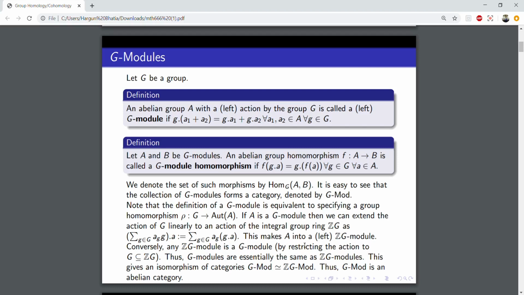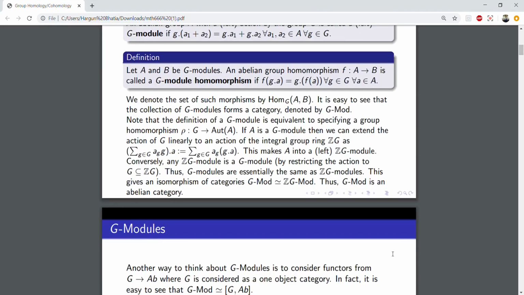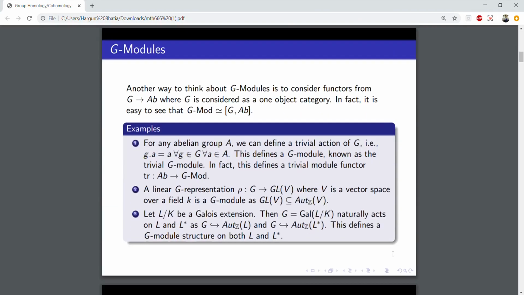Conversely, of course, if you have any ZG module, it's already a G module because G is contained in this group ring. So in this way, G modules are nothing but ZG modules, and in fact this gives an isomorphism of categories. The category of G modules is the same as the category of ZG modules. I'm talking about left modules. And this in particular shows that the category of G modules is an abelian category, because modules over any ring form an abelian category.